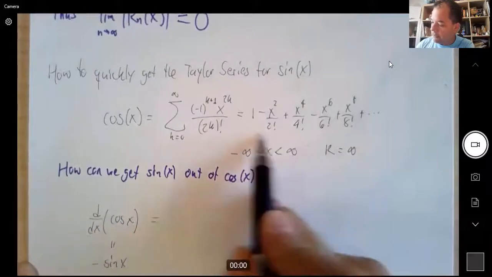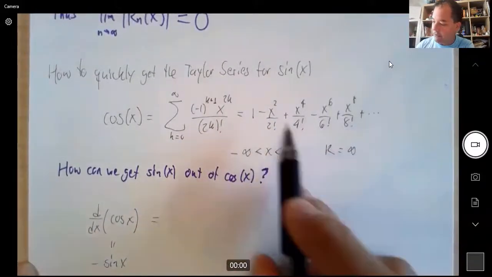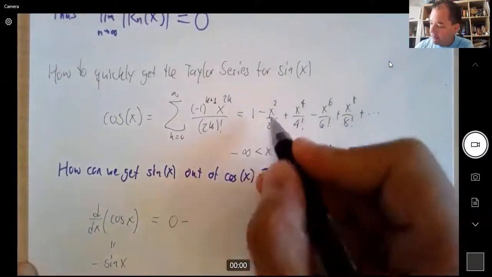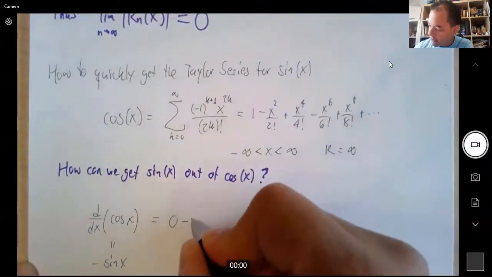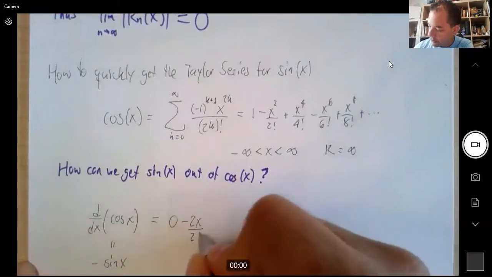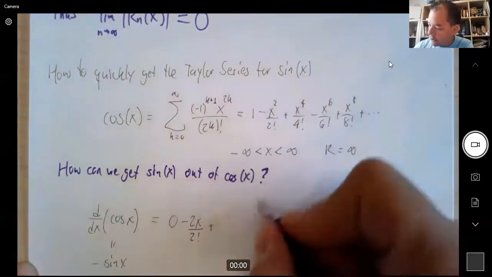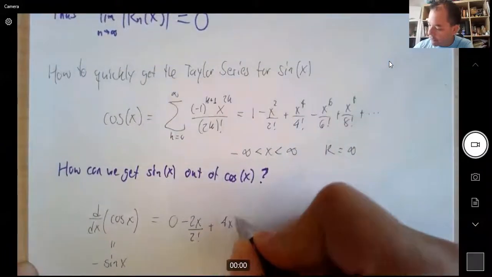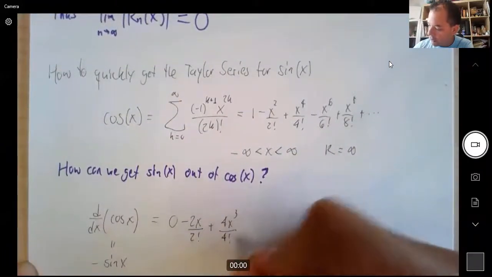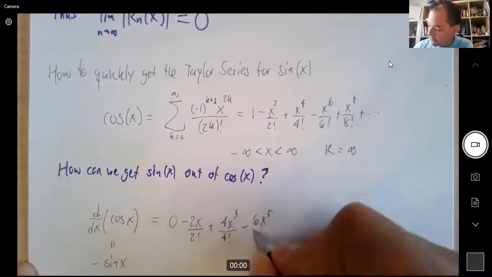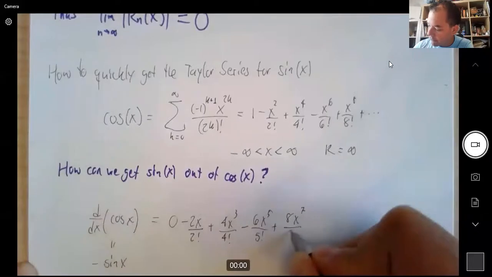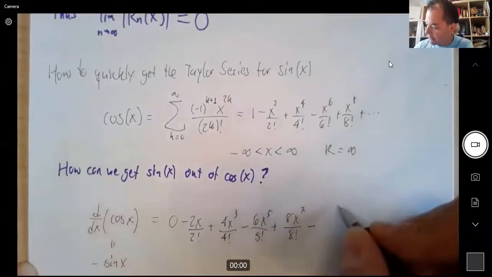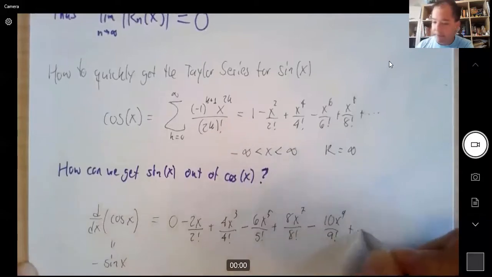And then you simply take the derivative of this one, right? So the derivative of 1 is 0. Then the derivative of negative x squared over 2 factorial will be negative 2x over 2 factorial. Then the derivative of x to the 4th will be 4x cubed over 4 factorial, minus 6x to the 5th over 6 factorial, plus 8x to the 7th over 8 factorial, minus etc. The next one will be 10x to the 9 over 10 factorial, etc.